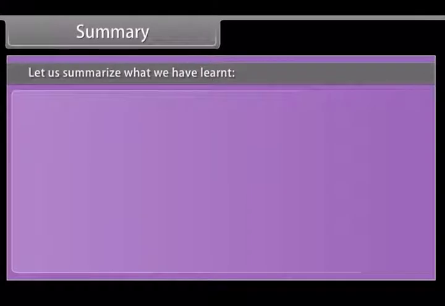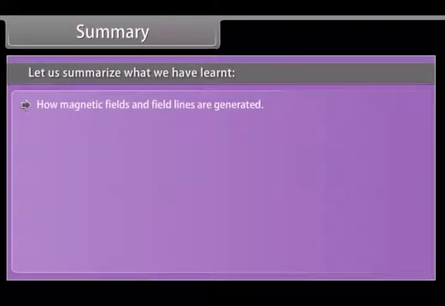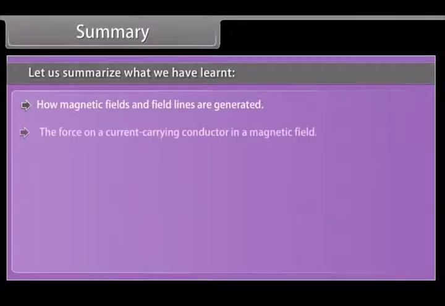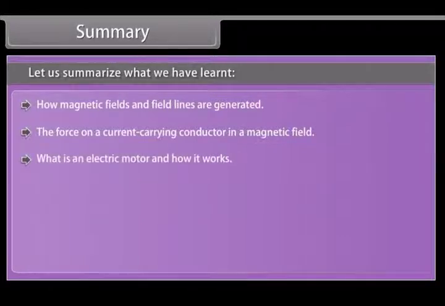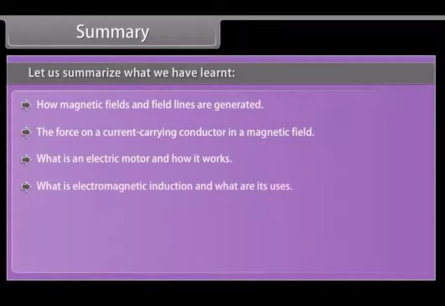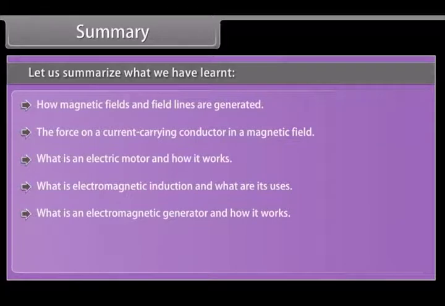Summary. Let us summarize what we have learned. How magnetic field and field lines are generated. The force on a current-carrying conductor in a magnetic field. What is an electric motor and how it works. What is electromagnetic induction and what are its uses. What is an electric generator and how it works. The use of wires and fuse in domestic electric circuits.